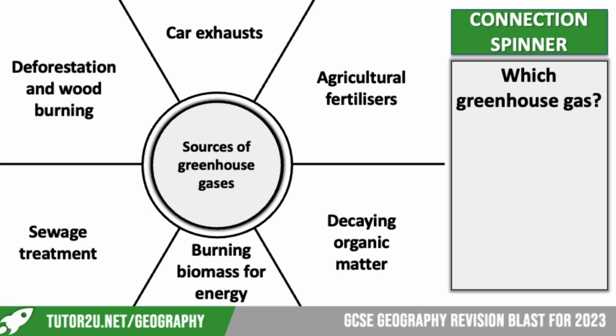Okay, on the screen you have a number of sources of greenhouse gases. So we have car exhaust, agricultural fertilizers, decaying organic matter, burning biomass for energy, sewage treatment, and deforestation and wood burning. What we're going to do is set off the spinner. When the spinner lands on one of these six, we want you to try and work out which greenhouse gas is given off by that activity. So let's start the spinner.